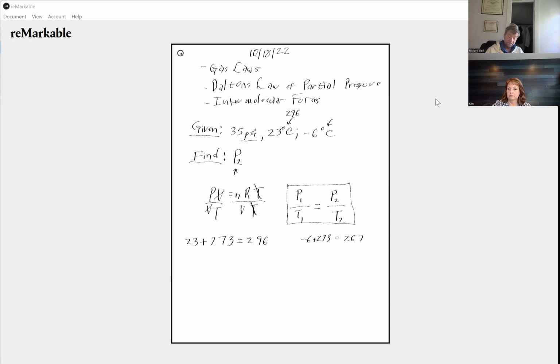Did I do that right? Let's see, 267 plus 6 is 273. That is correct. Now it's just plug and chug. We have 35 psi. It was 35 psi at 296 Kelvin. What is our new pressure at 267 Kelvin?